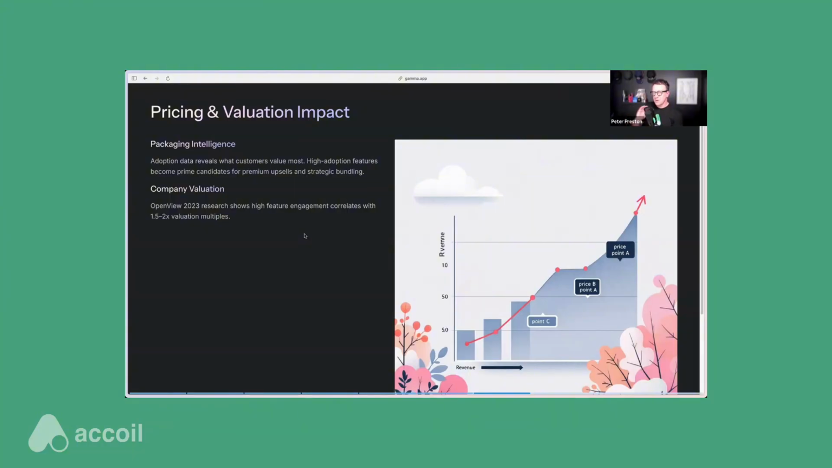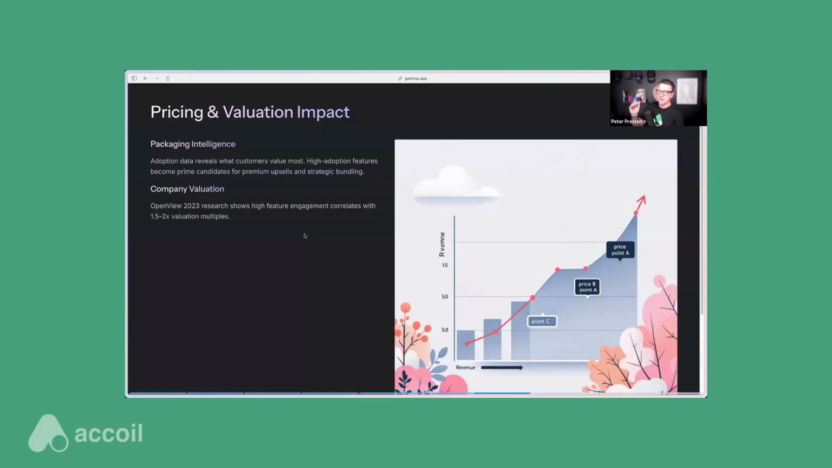This next one, this valuation impact thing, hadn't come onto my radar, but OpenView did some research and basically feature engagement correlates with up to 2x valuation multiples. So if you're building a company, if you're doing the build to sell, if you have intentions of it, or think maybe one day you might sell, having high feature engagement and adoption rates can actually double the valuation multiple, which could mean a lot of money, right? So it's worth paying attention to in the short term and in the long term.